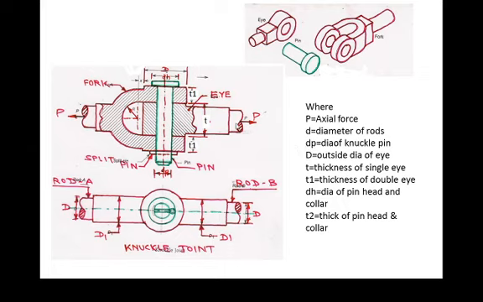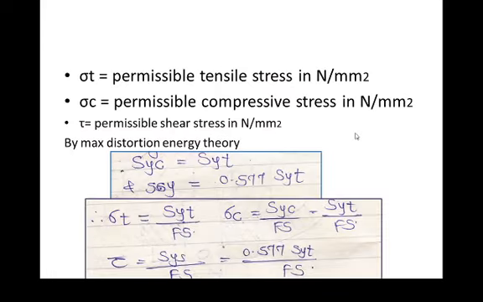Let us use our own designation, these nomenclatures: d is the rod diameter, dp is the diameter of the knuckle pin, D is the outside diameter of the single eye, T is the thickness of the single eye, T1 is the thickness of the double eye, DH is the diameter of the pin head and collar, and T2 is the thickness of the pin head and the collar.